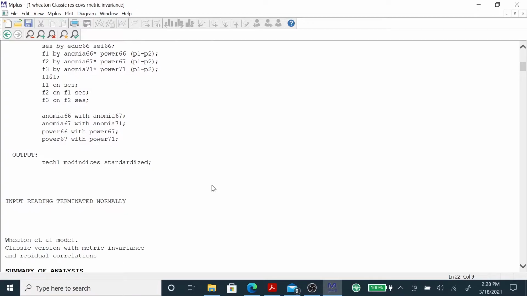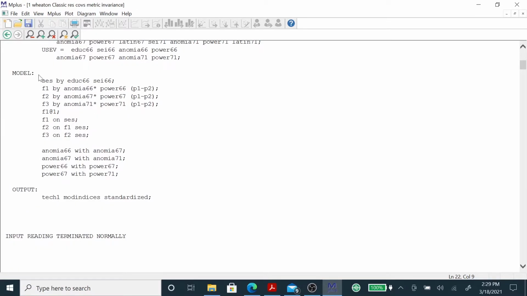And the model is quite straightforward. We measure the SES factor by 2 indicators, and then we measure the 3 time-specific factors of alienation by their 2 indicators, anomia and powerlessness. And we're going to deviate from the default of fixing the first loading to 1, so I have an asterisk here for the first indicator for each factor. So I have 2 free factor loadings, and I label those parameters parameter 1 and parameter 2, and they're held equal across time by this setup.